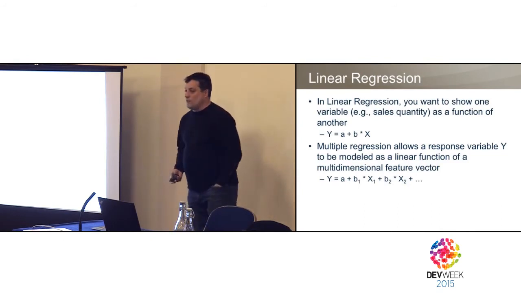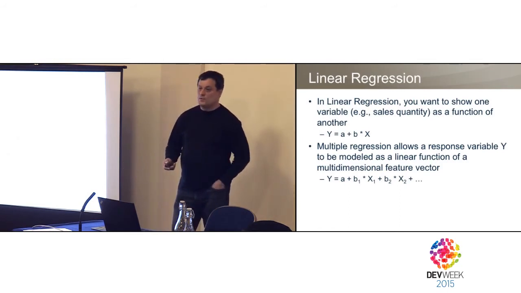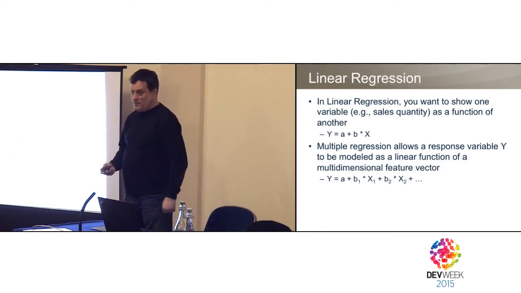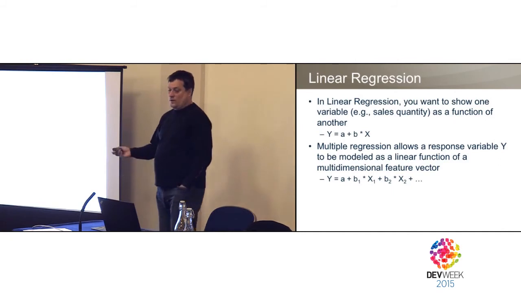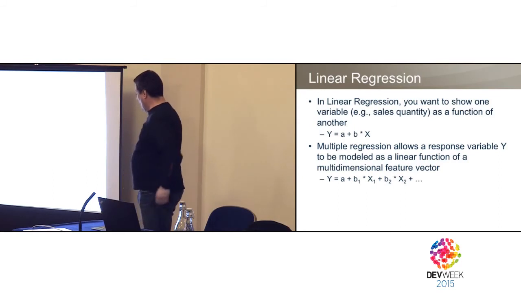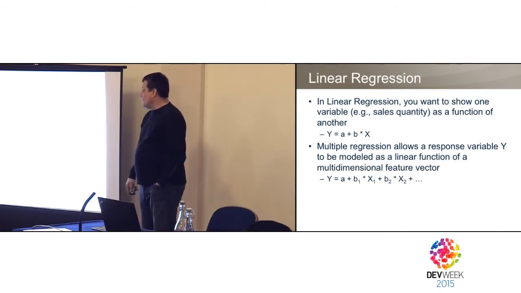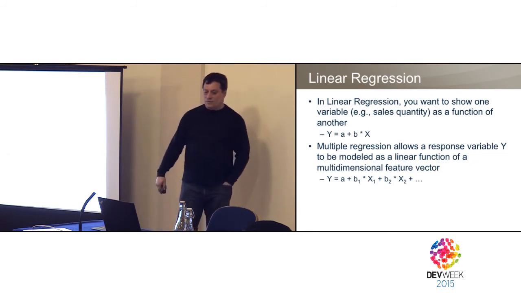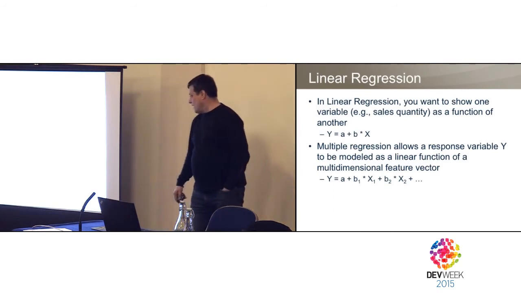And of course, if you want to express one continuous target variable as a function of another continuous variable, it means you need at least 2 continuous variables. Otherwise, linear regression makes no sense. It will return the result in the form of a constant. So y equals a constant. So in linear regression, we want to show one variable as a linear function of another, like y equals a plus b multiplied by x.